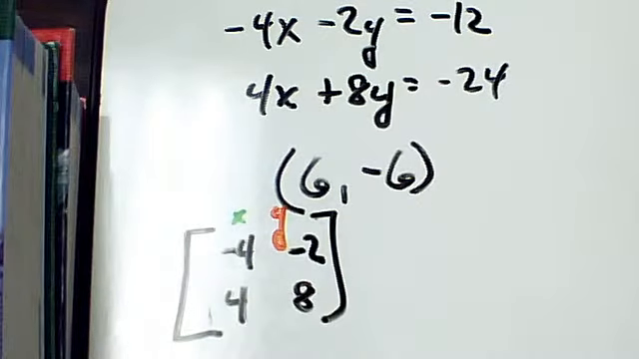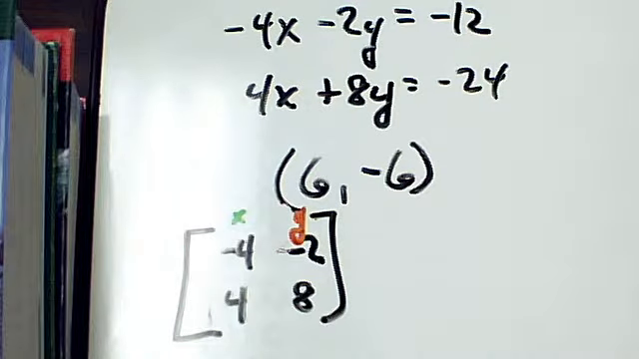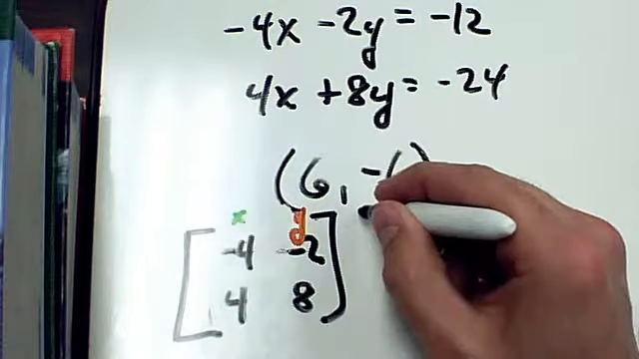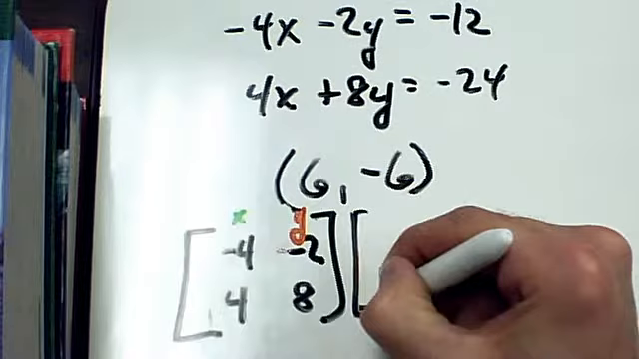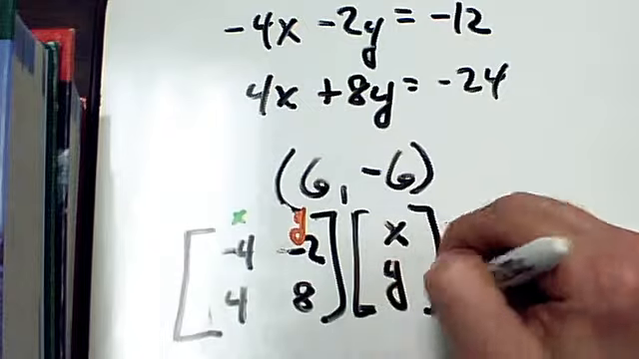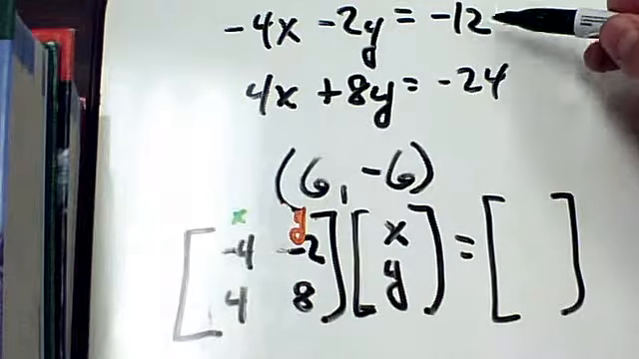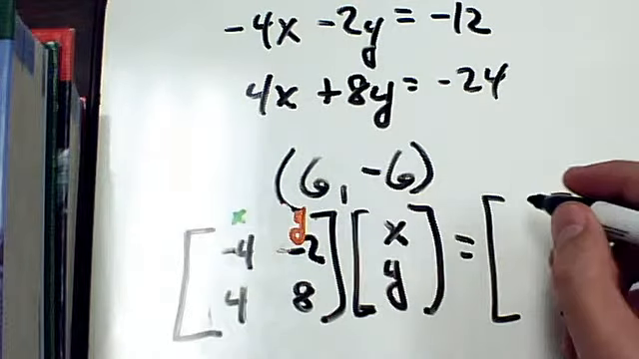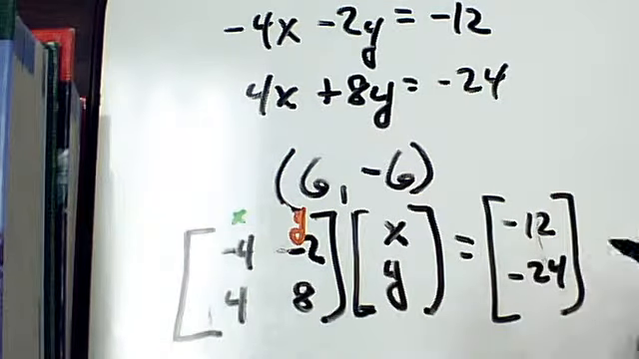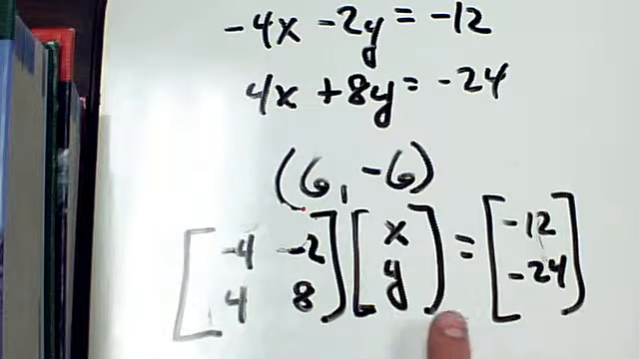And so maybe I should move the y over. Right, there's my y column. And so that is this matrix. Basically what is going to end up happening is if we multiply it by the x and y, we should get this 2 by 1 matrix that is negative 12 and negative 24. And that's how you would set this up. It would look exactly like this.